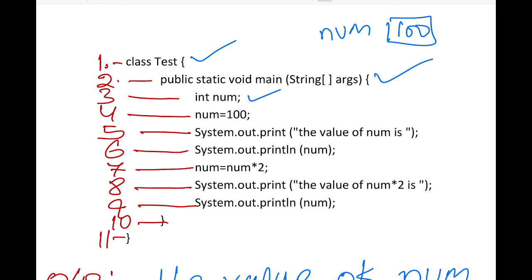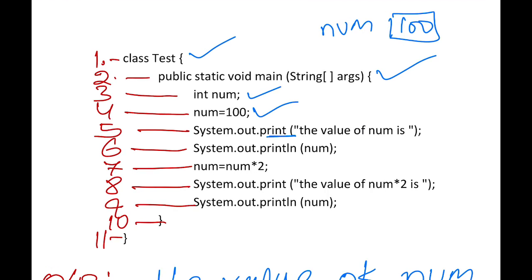The next line, line number 5, is System.out.print("The value of num is "). Here you can see it is print, and the text is written inside double quotes. So it is going to print "The value of num is", with a space after "is", on the screen, and it is not going to generate a new line. That means when the next output is generated, it is going to start on the same line.